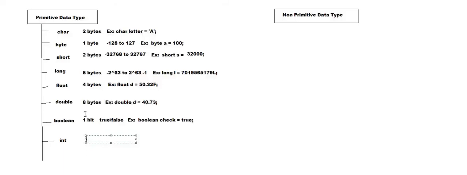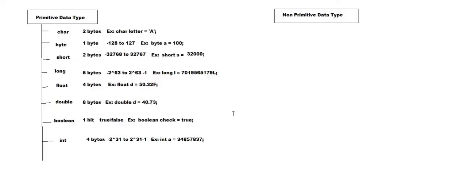Now we are moving to the int here. Int contains 4 bytes, and the range is minus 2 to the power of 31 to plus 2 to the power of 31 minus 1. Example we can give here like this: int a equals to any value, because this is inside that 2 to the power of 31. So these were the primitive data types. Now we are talking about the non-primitive data types.